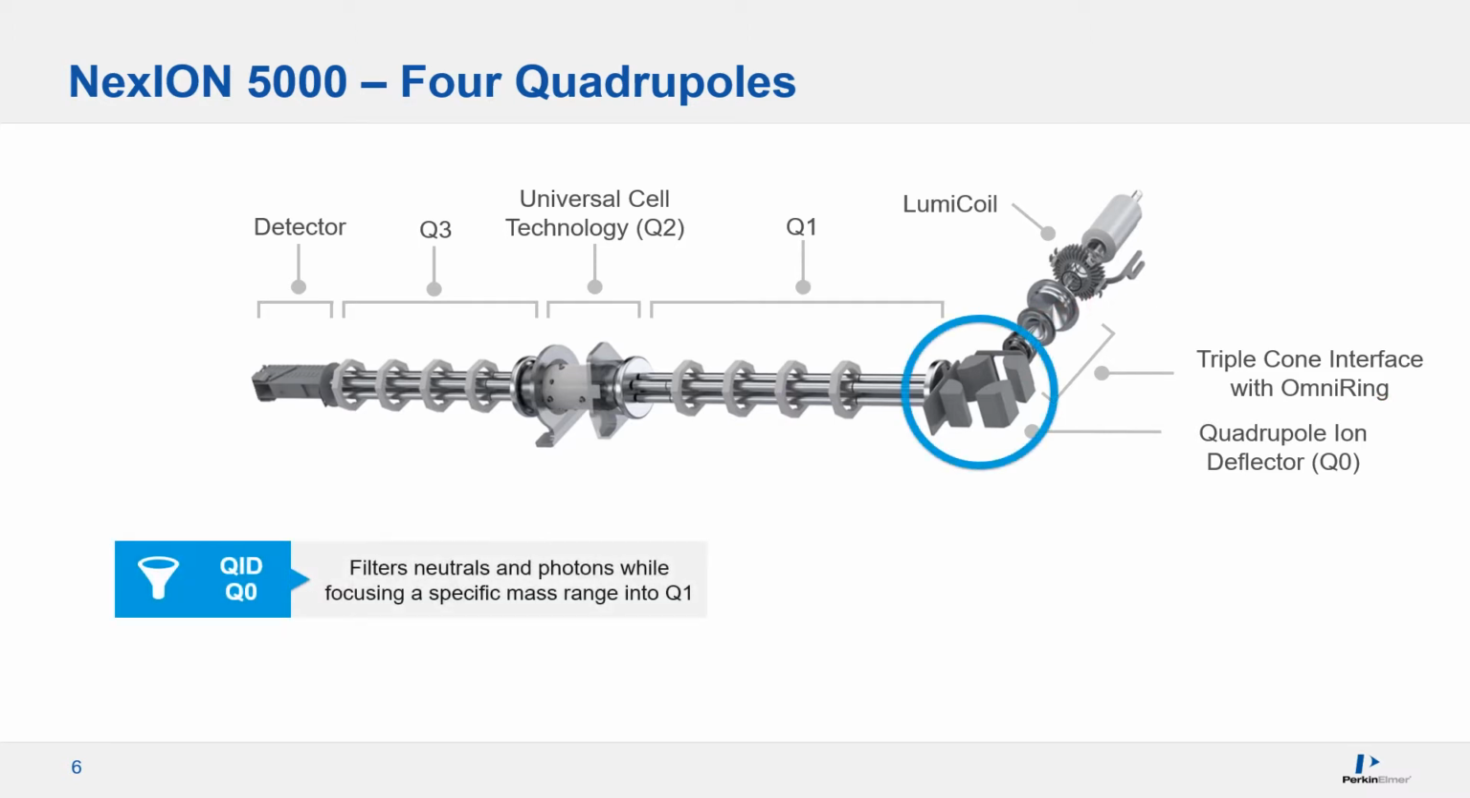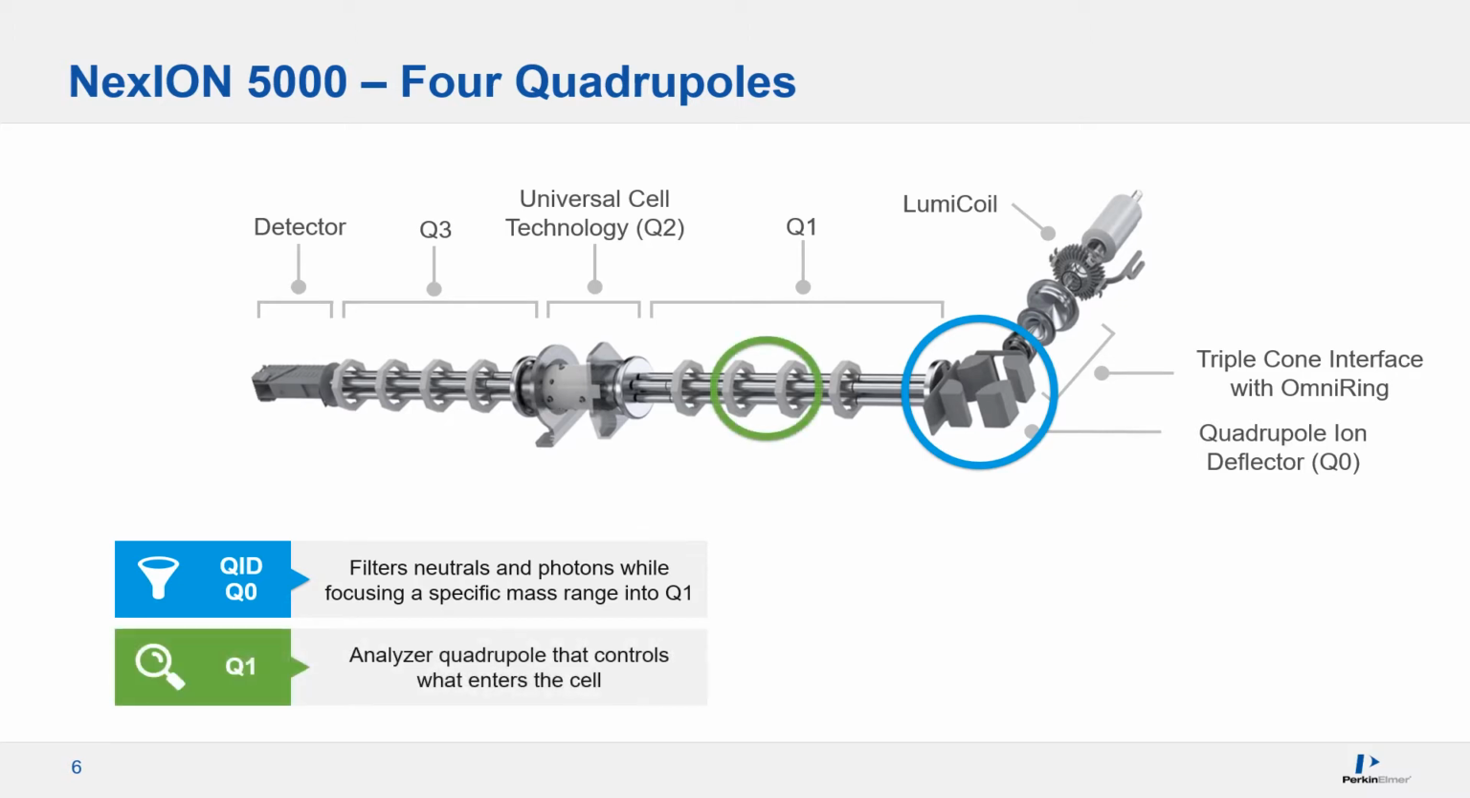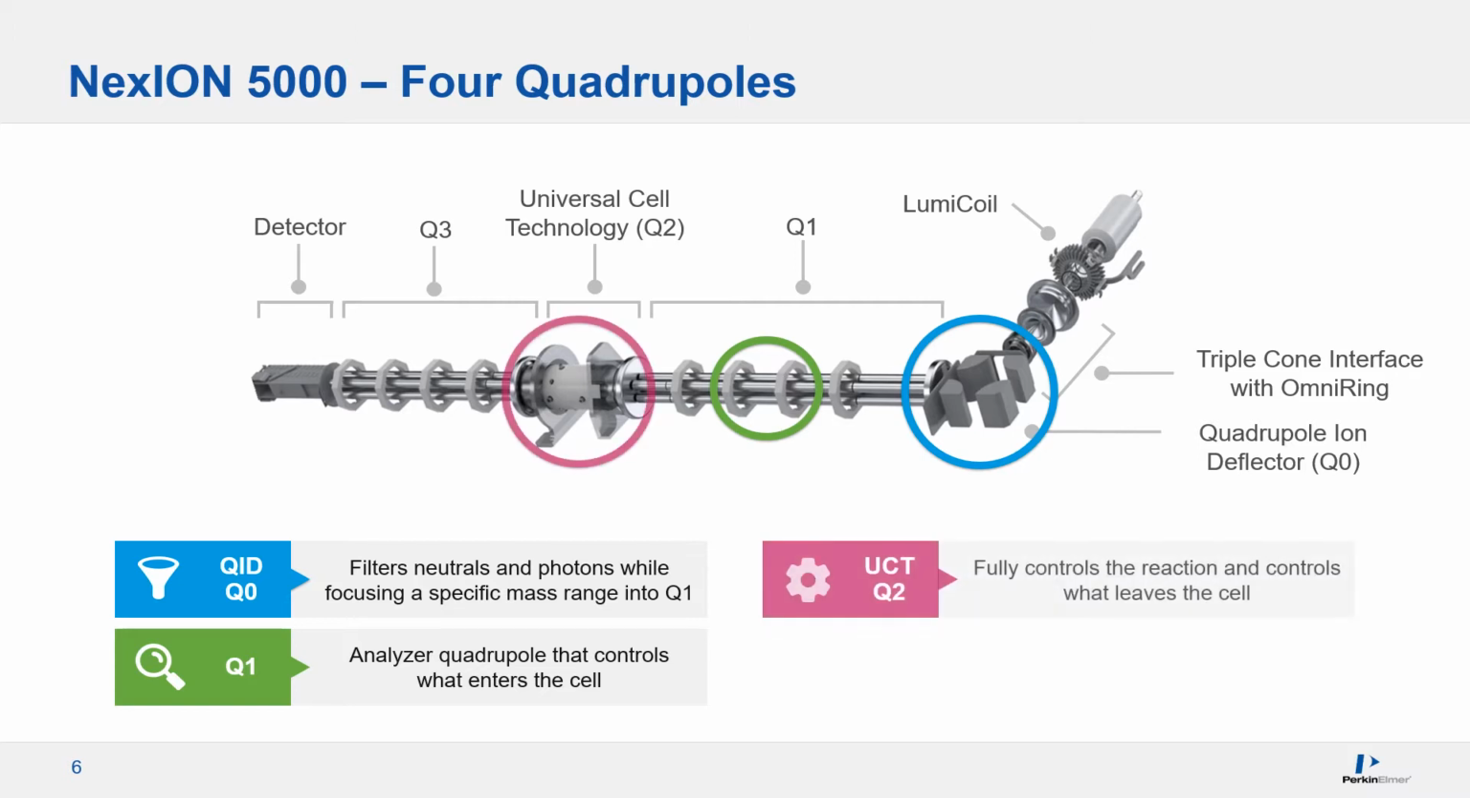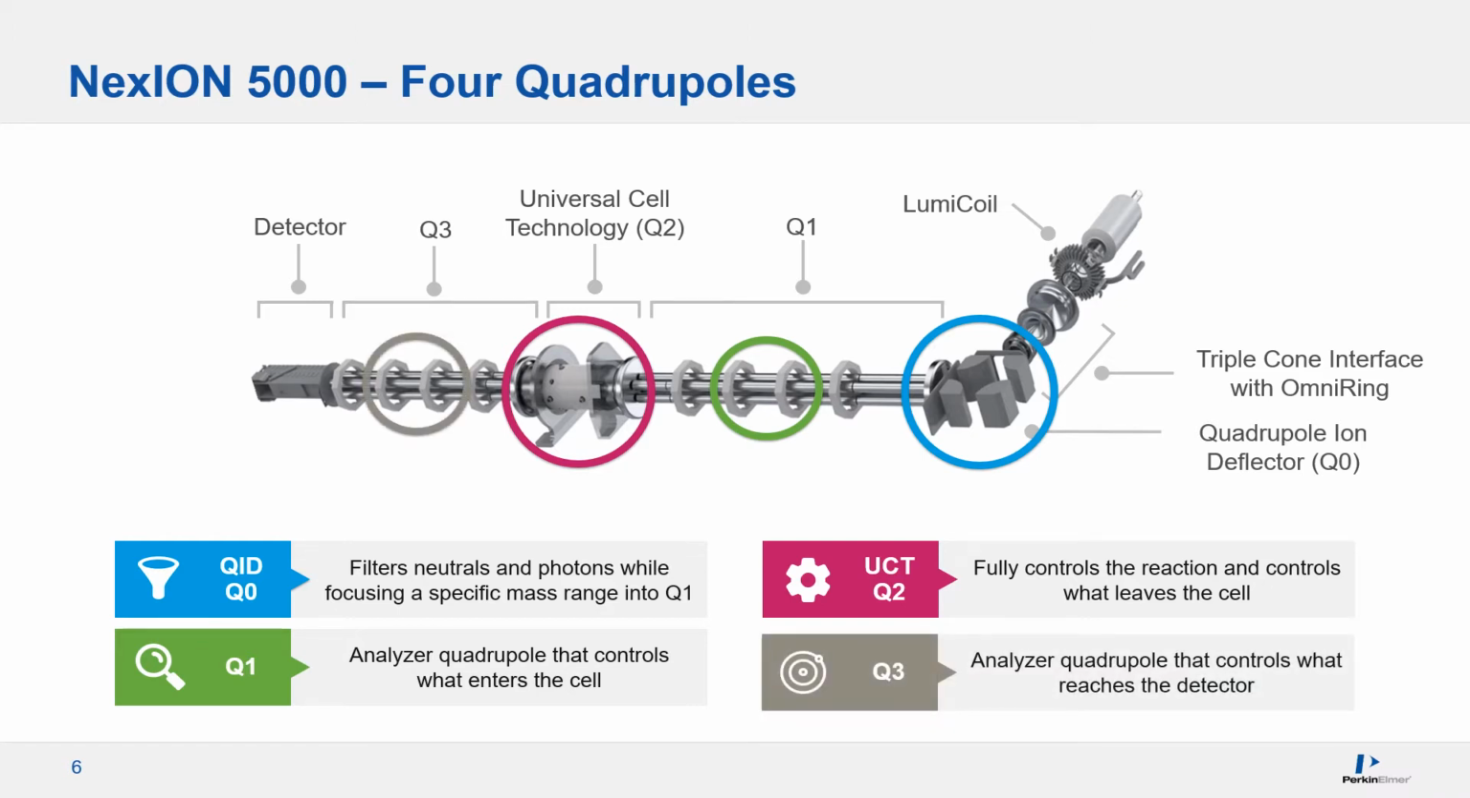So our first quad, what we call Q0, is our quadrupole ion deflector. Its purpose is to filter neutrals and photons while focusing a specific mass range into Q1. Q1 is the first analyzer quadrupole, and its job is to filter what enters the universal cell. Q2, or the universal cell, fully controls the reaction and controls what's going to leave the cell and enter Q3, which is the final analyzer quadrupole that controls what reaches the detector.